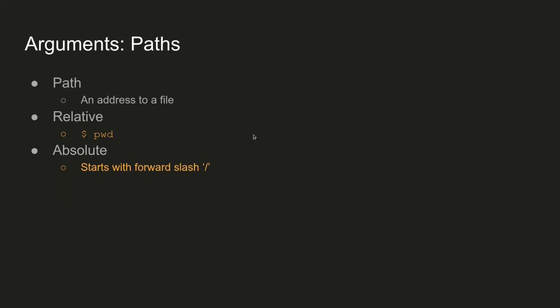So one of the most common arguments to command line programs is paths. And a path is an address to a file, and it can be either relative or absolute. And absolute is the easiest to understand. It's any path that starts with the /, because that's starting at root.